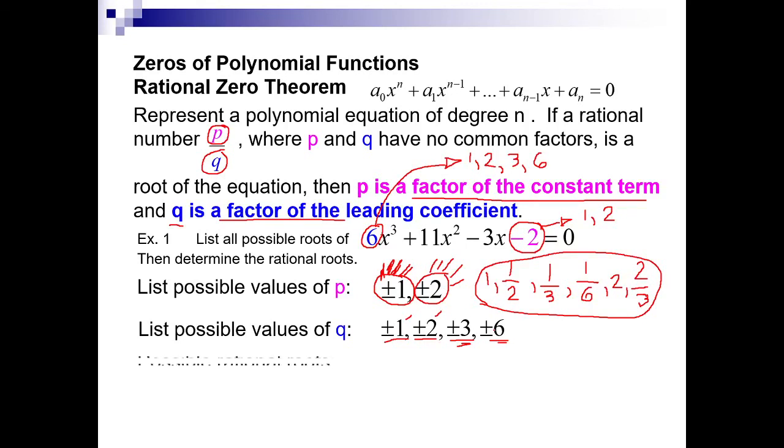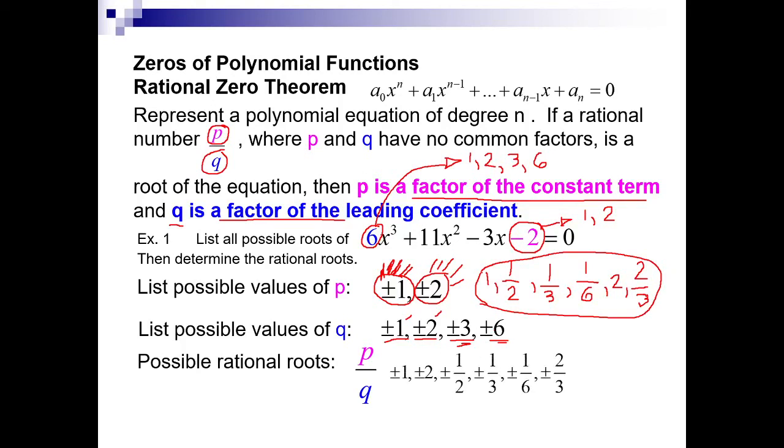Okay? Now, we will list the possible rational roots. And we are going to use the concept that we had a while ago, p over q. And let's look at this one. We have 1, positive, negative 1 to be specific. It's here. Then we have 2. It's also here. 1/2. It's also present. 1/3 is also here. 1 over 6 is present. And 2 over 3 is present.